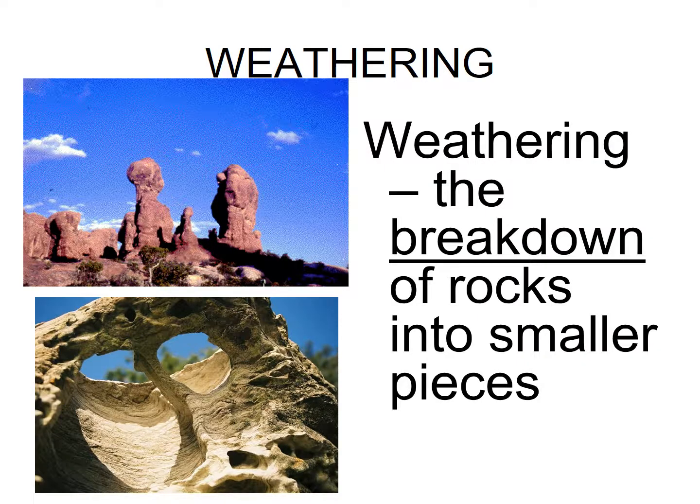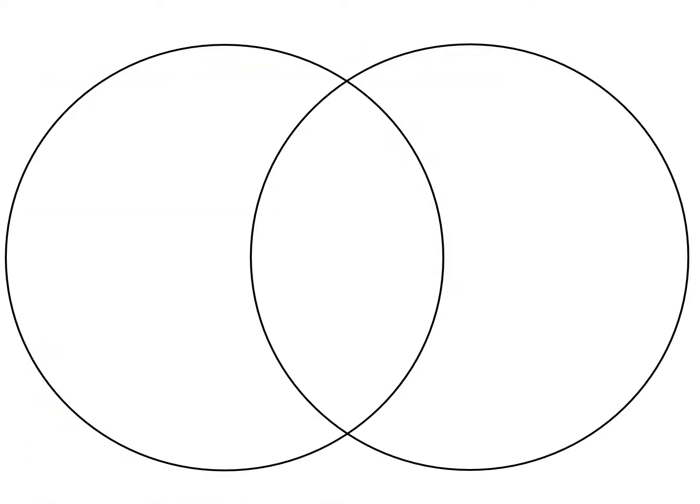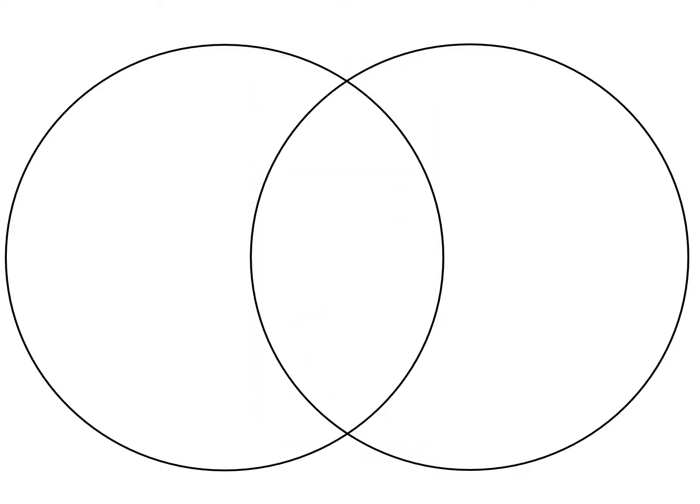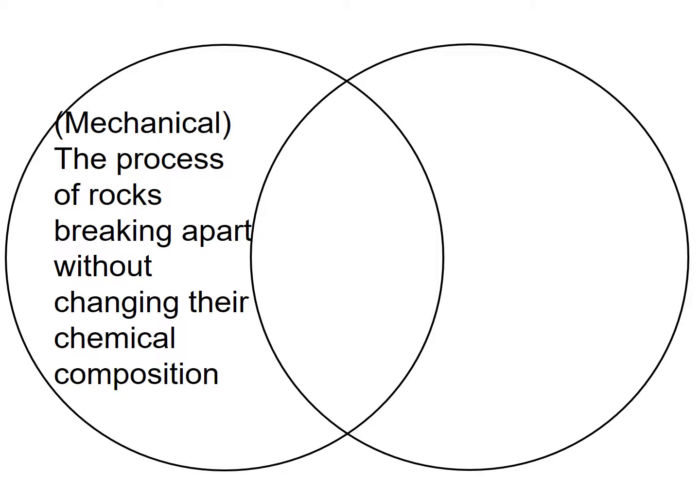So here's just a couple of pictures of weathering, right? The breakdown of rock. So there are two different types of weathering, and they are mechanical or physical weathering and chemical weathering, or like a chemical change. And so they're both types of weathering, and they can occur anywhere, and they're going to both change rocks in the same way. So let's start off with mechanical weathering.